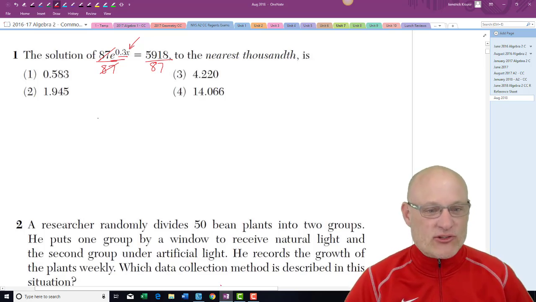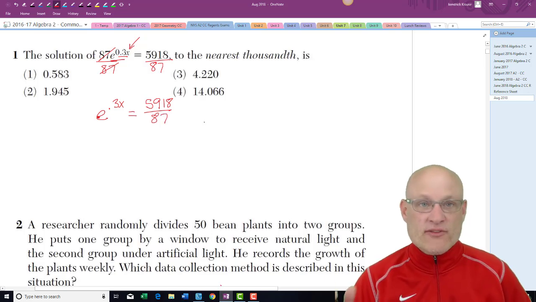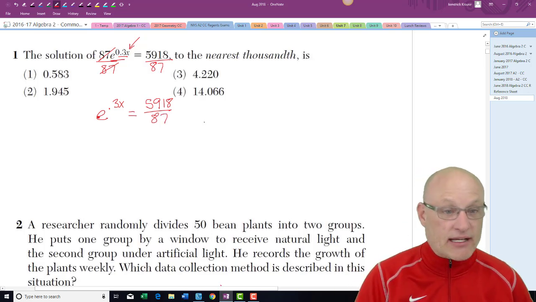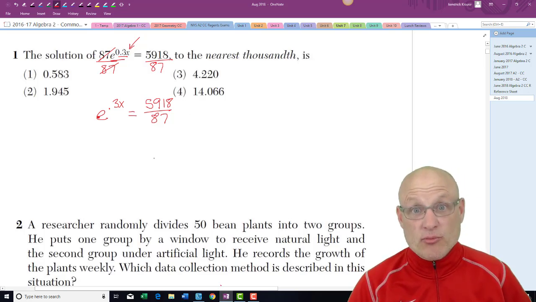So this is going to be e to the 0.3x equals 5,918 divided by 87. Now, I don't bother to put this in my calculator. It's going to give me an obnoxious decimal that you might accidentally round and then not get the right answer. Although on this problem, since these answers are so ridiculous, it should be obvious.